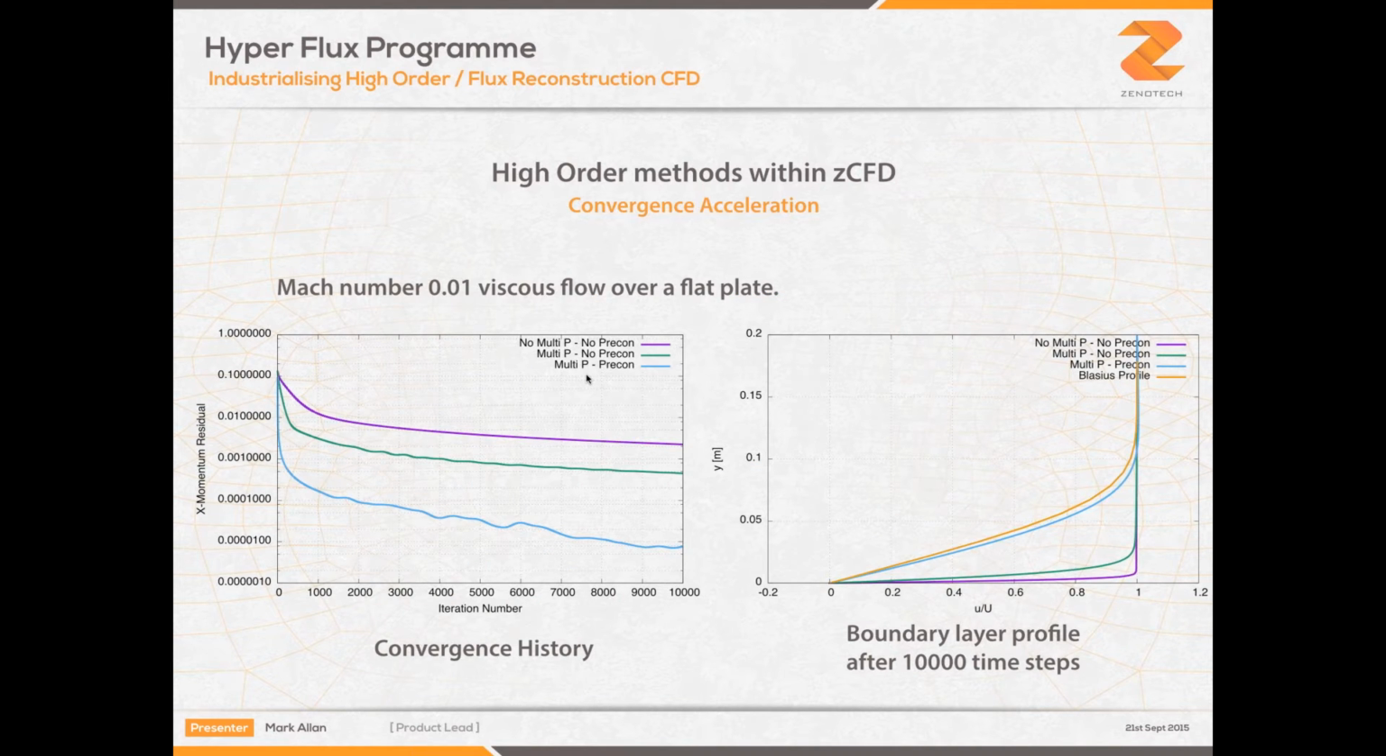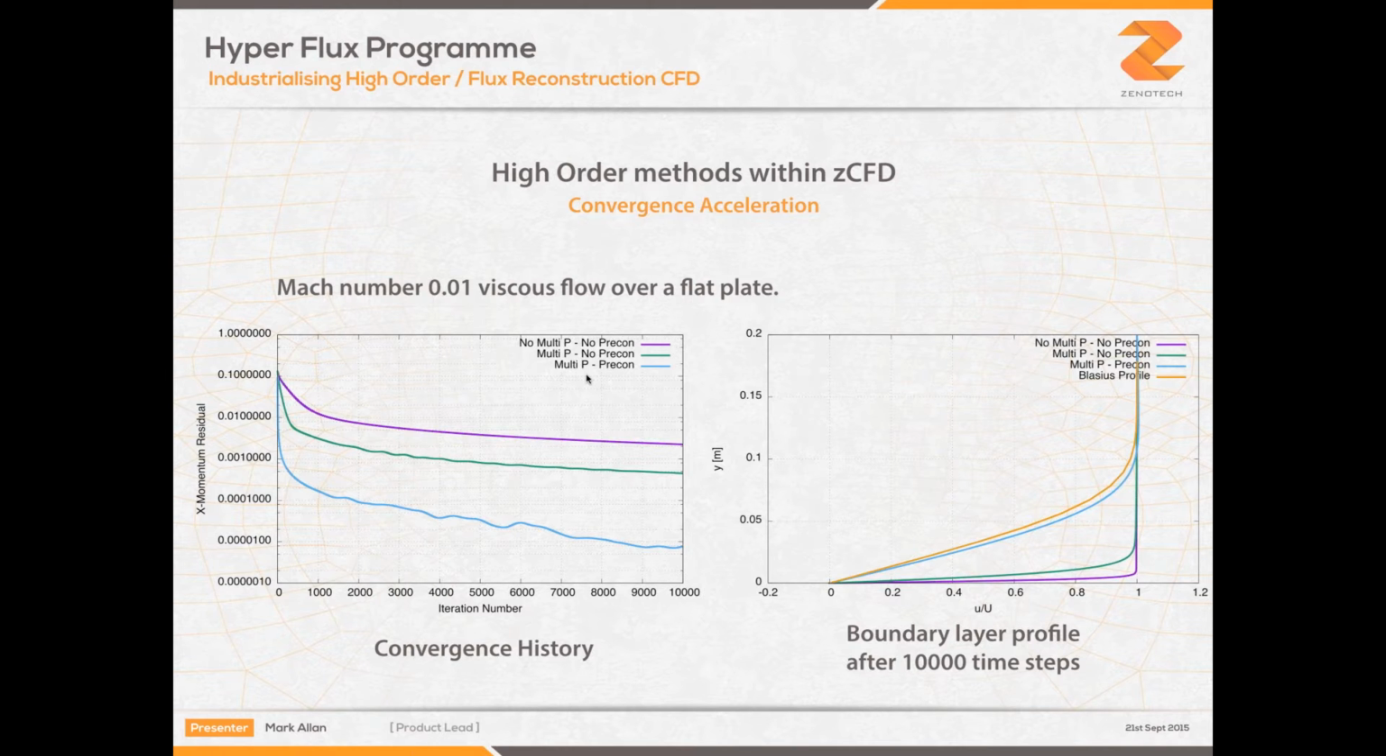And finally, just to show the benefits with some viscous flow, we have the results here for a Mach number 0.01 laminar flow over a flat plate. On the left we have convergence histories. The purple curve is the case where we have absolutely no convergence acceleration techniques. If we apply polynomial multigrid, we get the green curve, so we can see an improvement in convergence. And then if we apply polynomial multigrid and low Mach number preconditioning, we get the blue convergence curves, so we can see a drastic improvement in the convergence.